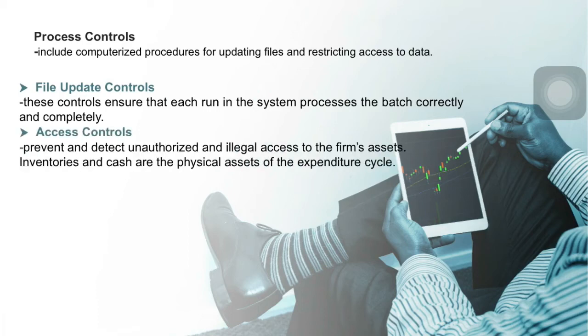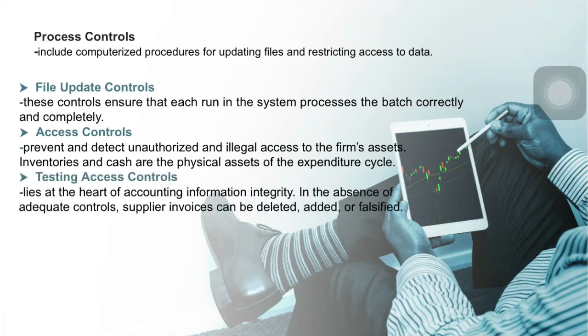Access controls prevent and detect unauthorized and illegal access to the firm's assets. Inventories and cash are the physical assets of the expenditure cycle. Testing access controls lies at the heart of accounting information integrity. In the absence of adequate controls, supplier invoices can be deleted, added, or falsified. Individual payroll account balances can be erased, or the entire accounts payable file can be destroyed.